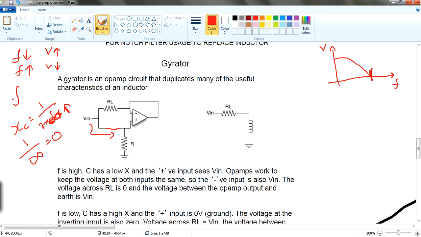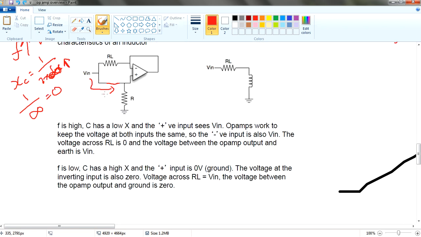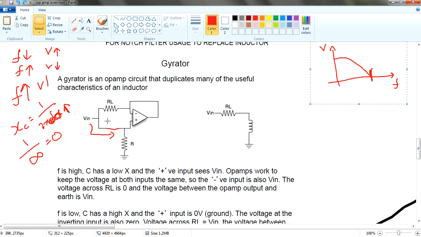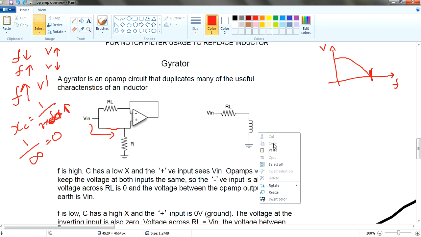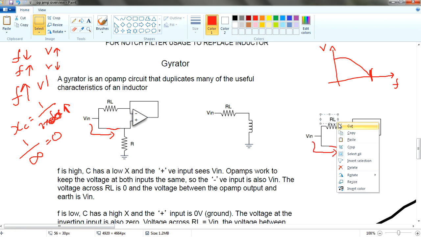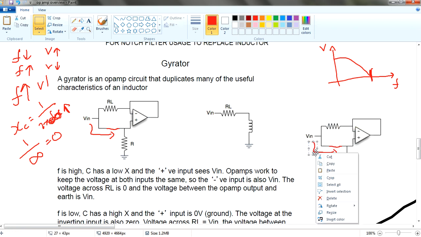So this is why when frequency increases, you have 0 volts. Your voltage is going to go down, right? So this is actually a low pass filter. What I'm talking about is always the low pass filter. In this case, if you want to use the gyrator as a pure inductor, this one will be just a simple resistance, that's all.